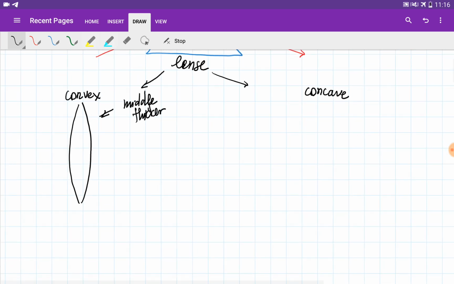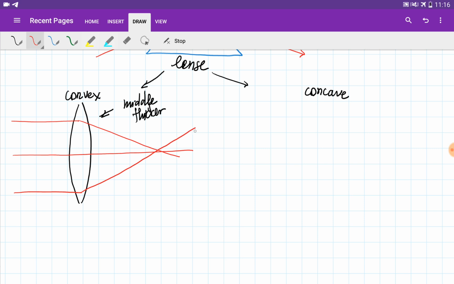Sometimes we call this kind of lens a converging lens as well, because the light passing through this lens is going to converge at some point. For example, let's consider the light passing through from here. Whenever the light goes through the center of the lens, it passes straight through. So the lights passing through this lens converge at some point. That's why we call this kind of lens a converging lens.